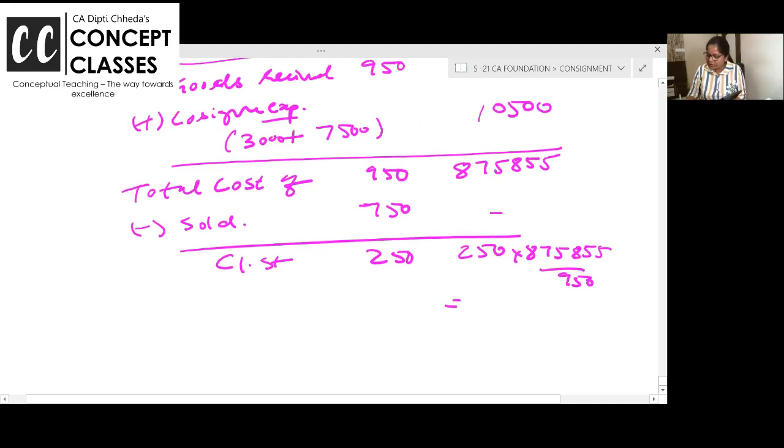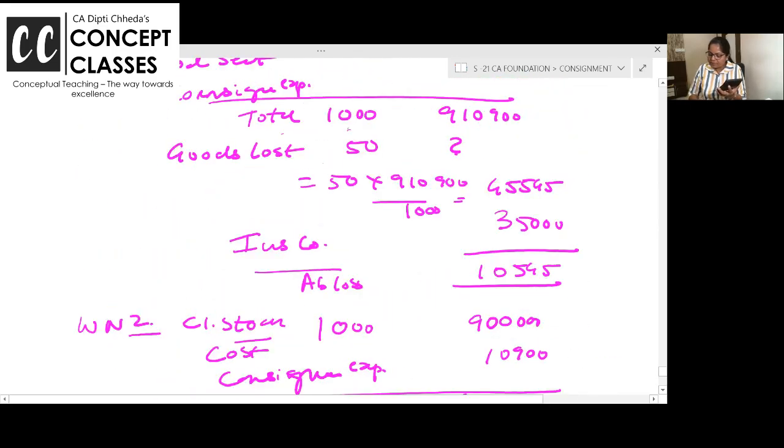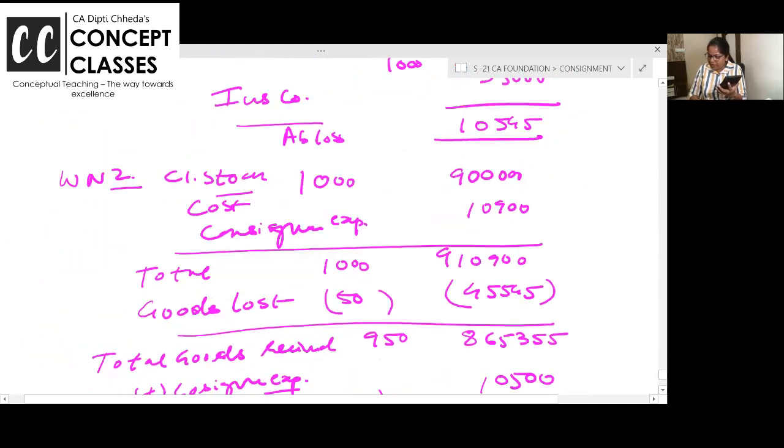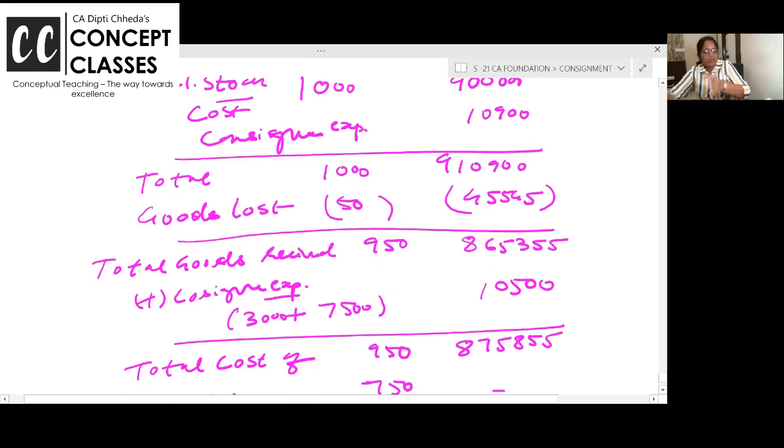250 or 200? Why are you getting confused? 950 minus 750 is 200. 875,855 divided by 950 into 200 is 184,391 closing stock. Some of you are still on the stock, so I'm showing it for all of you. Write it down, it will take 2 minutes.